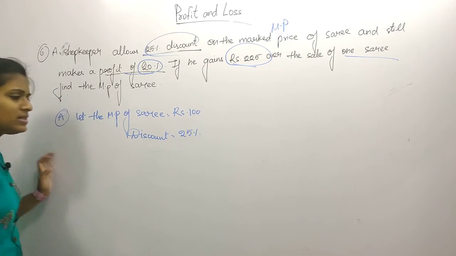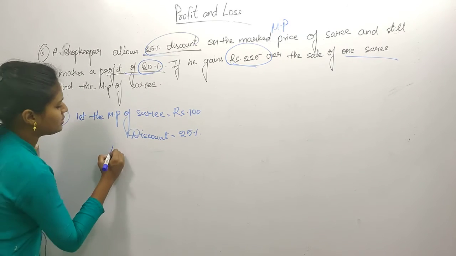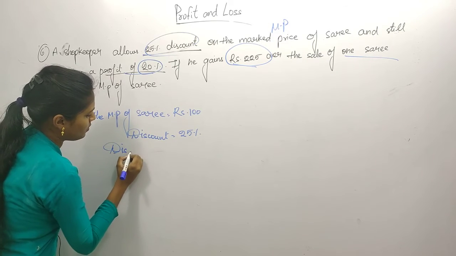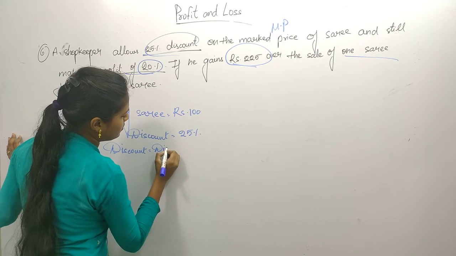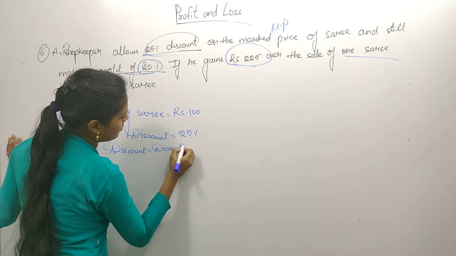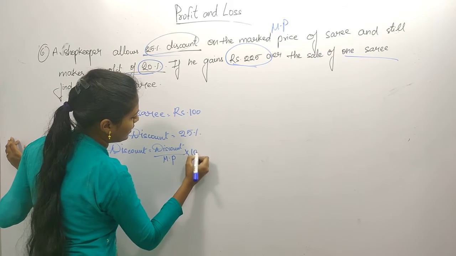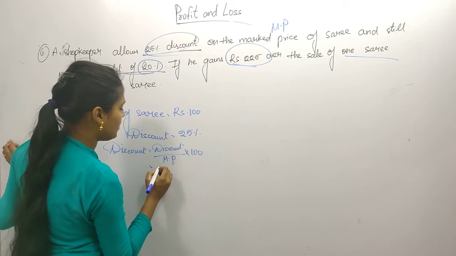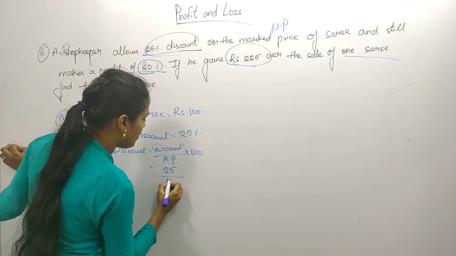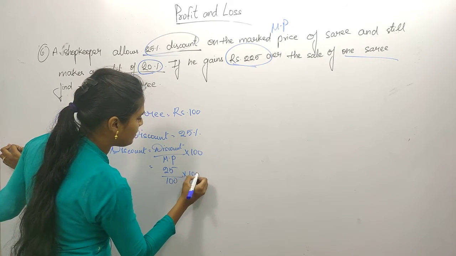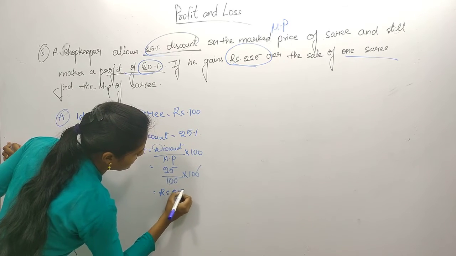25% discount is given, market price is given. Now what do we have to do? Discount is equal to discount by market price into 100. Discount, how much is it given? 25 by market price, how much did you take? 100 into 100. By doing the cancellation, what will we get? Rupees 25 for one saree each.